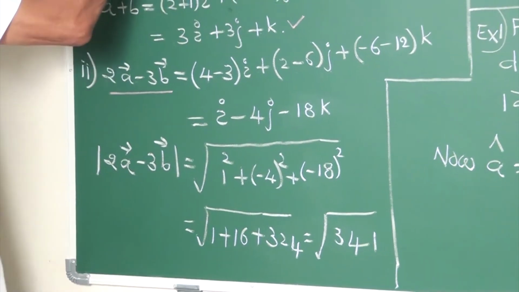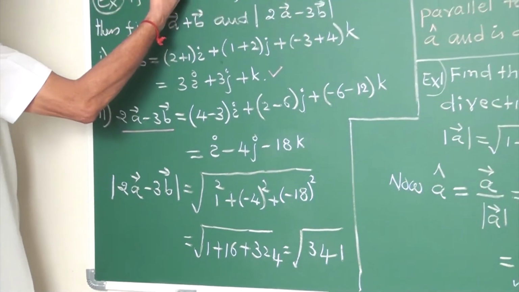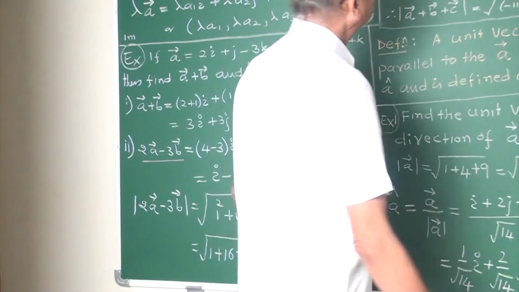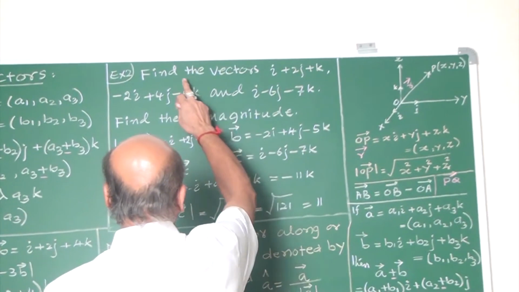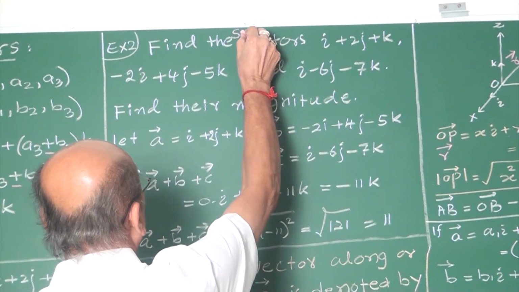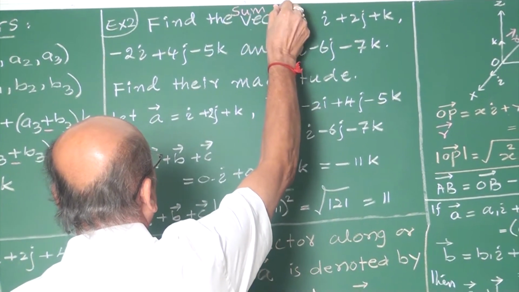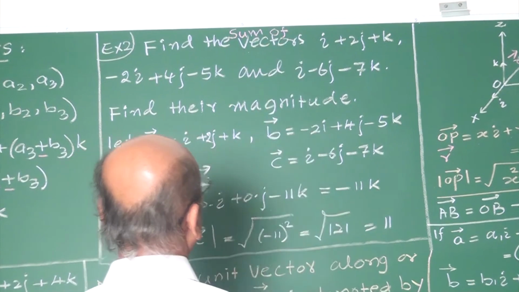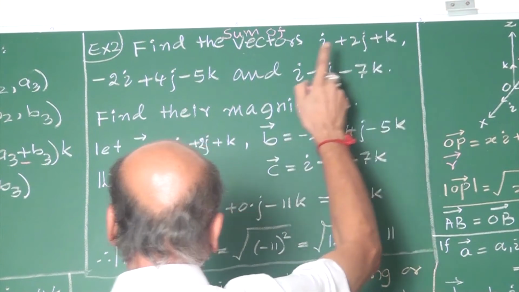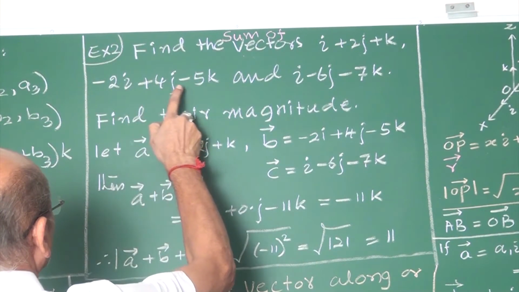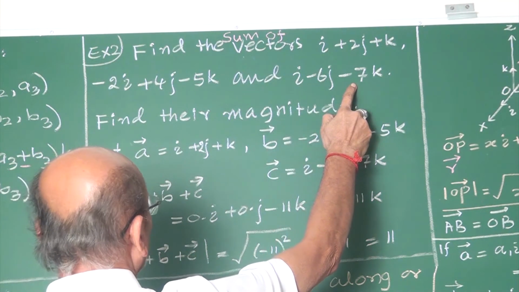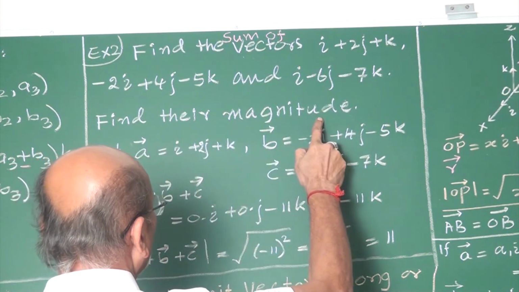This is the first example of scalar multiplication, my friends. This is the first example. This is the second example. Find the sum of the vectors i plus 2j plus k, minus 2i plus 4j minus 5k, i minus 6j minus 7k. Also find its magnitude.